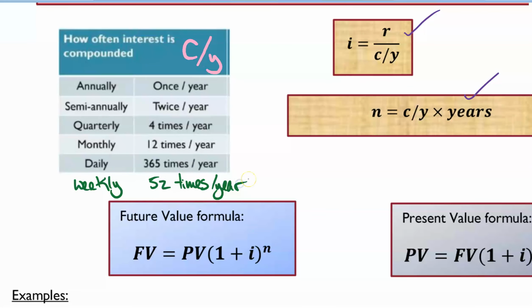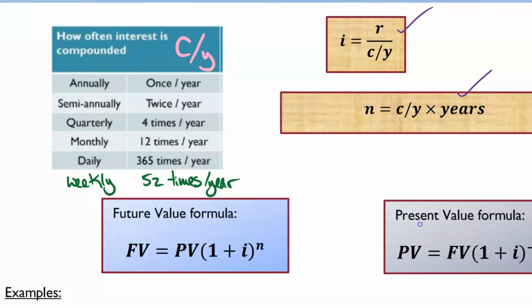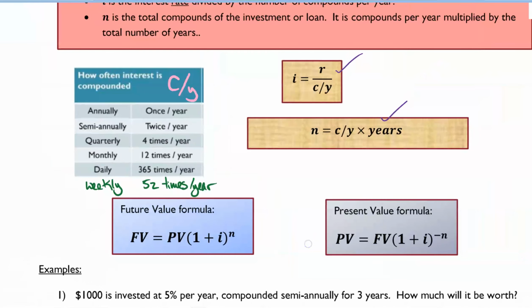How do you know that? Because you can think about how many days are in a week. 7. And how many days are in a year? 365. Well, if you're ever lost and you're like, well, I don't know how many weeks are in a year, take 365 days divided by 7 days in a week. And you get 52. 52.14 actually. There's a little bit more than 52 weeks in a year. All right, so that's how you do it. Remember to use these 2 checkmarked formulas when you're calculating I and N.